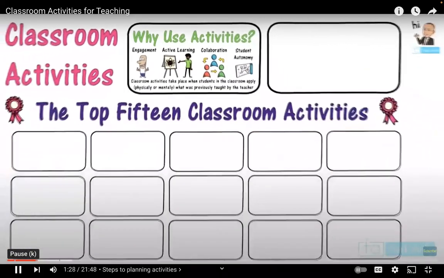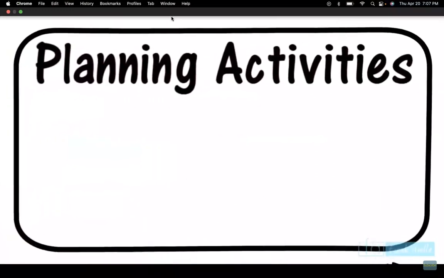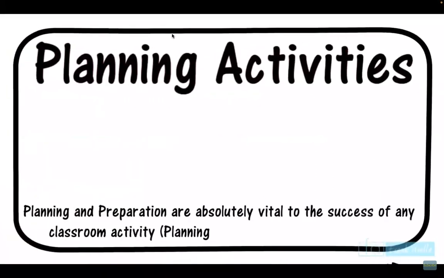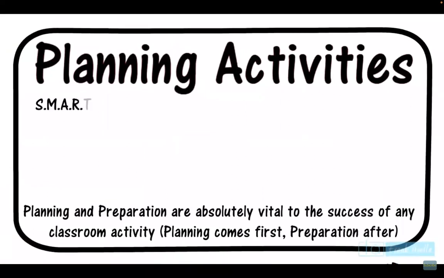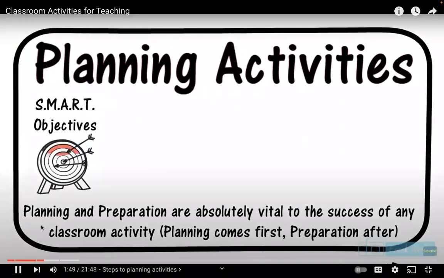Now, let's take a look at some of the steps and how-to of planning activities. Planning and preparation are absolutely vital to the success of any classroom activity. Planning comes first, preparation comes after. First off, all activities should have a clear objective. Objectives should be SMART, meaning specific, measurable, achievable, relevant, and timely.